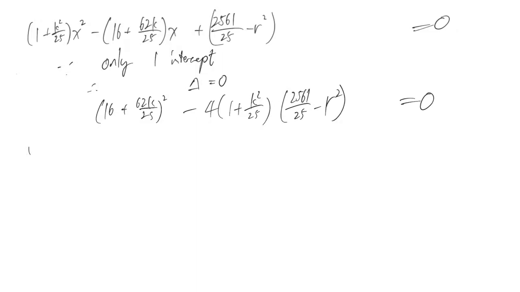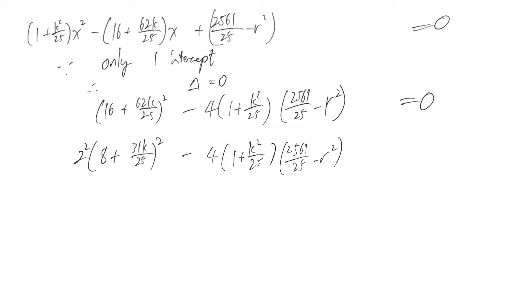For simplicity, in the first bracket here, we can extract 2 first. So if we extract it, it will become 2 square and then 8 plus 31k over 25 square. So later on, 2 square and 4 will be cancelled out. So this is minus 4, so this is cancelled out. And everyone knows that I really hate fractions, so I designed it to both sides times 25 square.